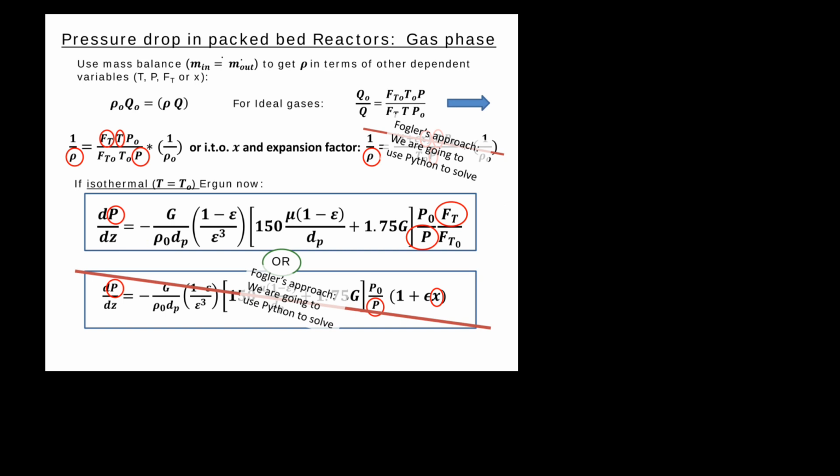Note that Fogler and many older literature available online describes this change in the molar flow rate along the length of the reactor in terms of an epsilon, which is an expansion factor, multiplied by the conversion of a single reactant in your system. Of course, this limits the application of this equation to a system where I only have one single reaction that takes place. They use that because it allows for analytical solution of this differential equation.